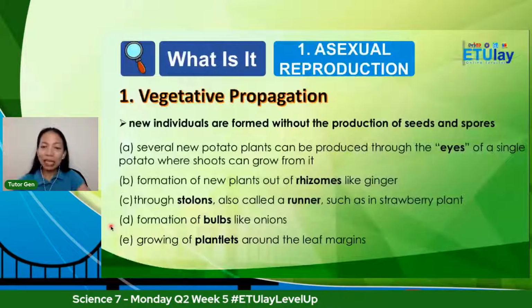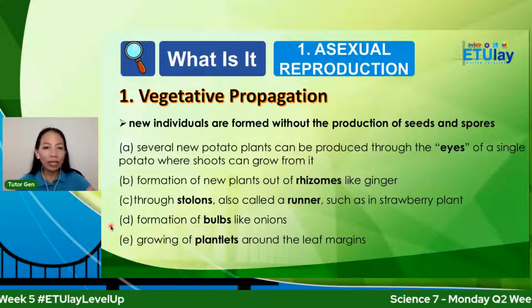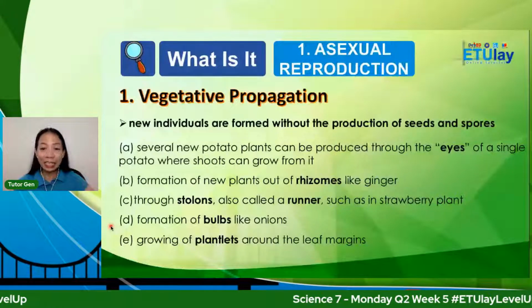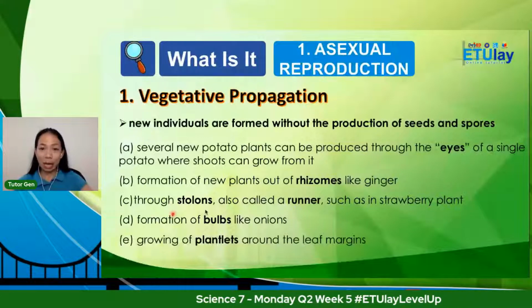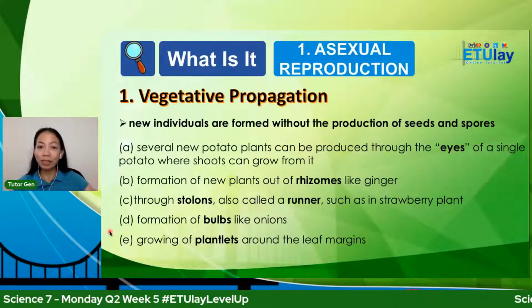So go ahead, please write this down, these 5 examples as fast as you can, or keywords for you to remember, because the next slide, we will have the samples. Sige, sulat. These are 5 examples of your vegetative propagation.